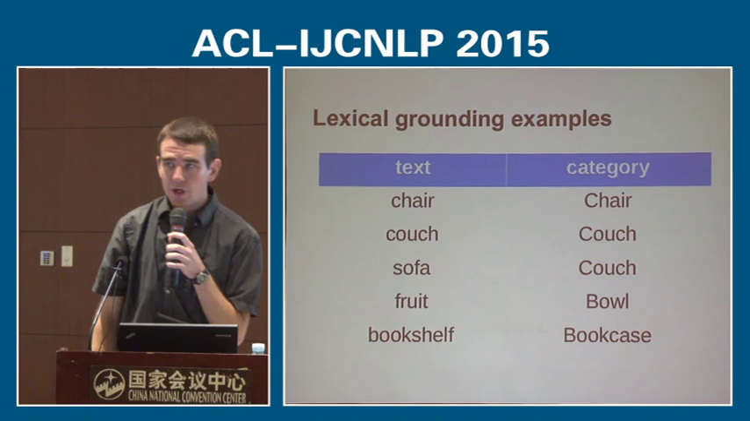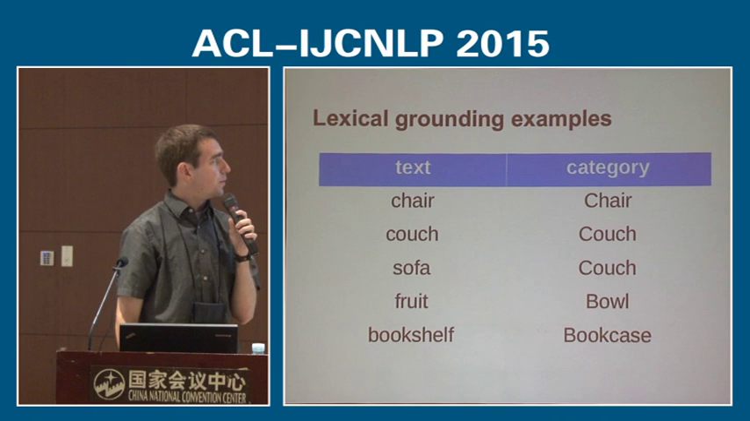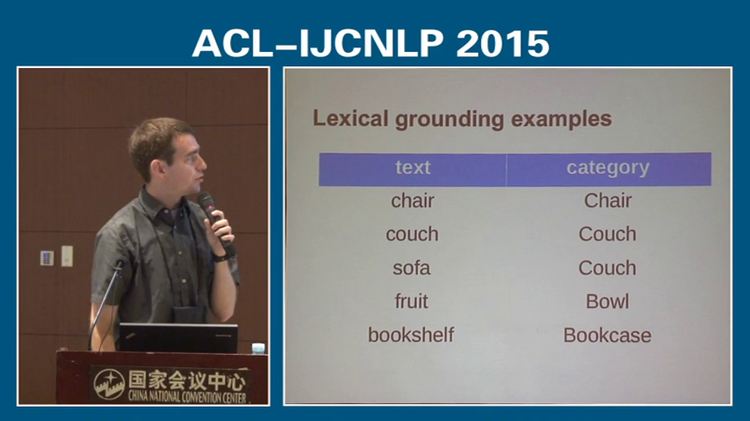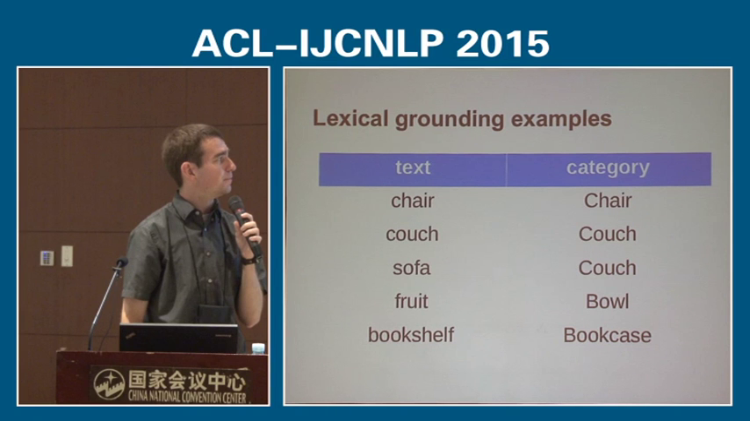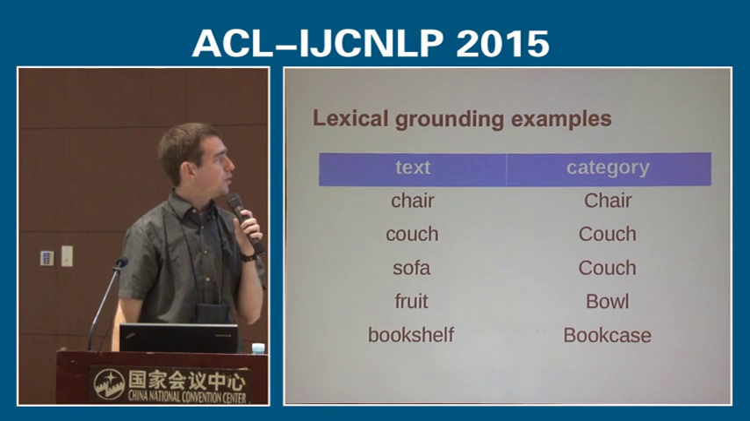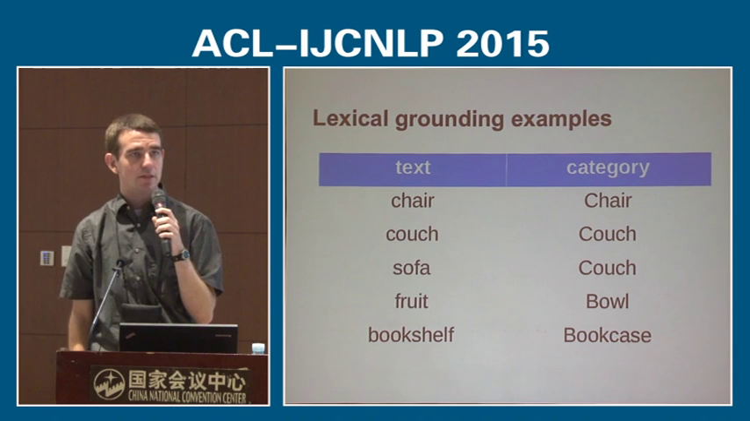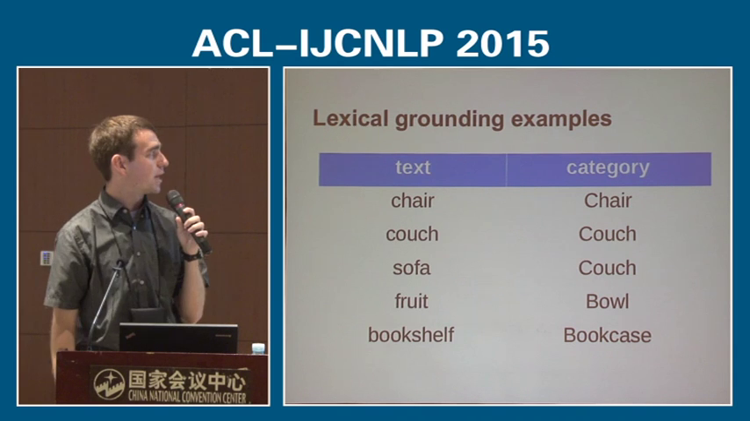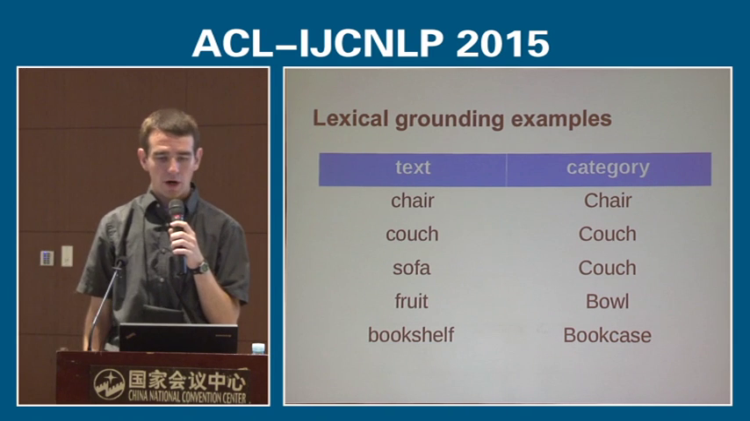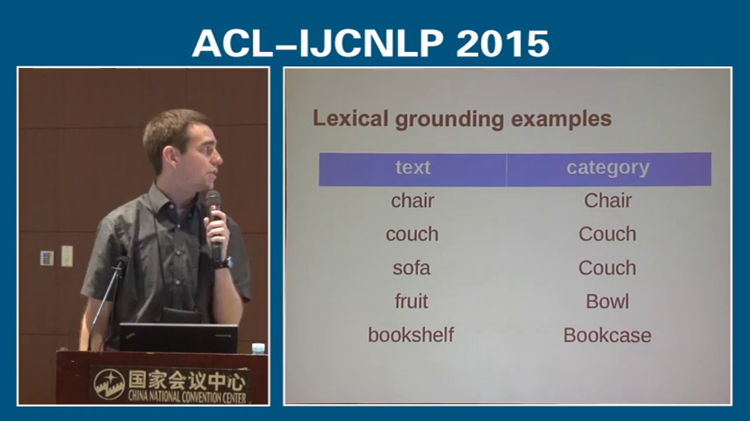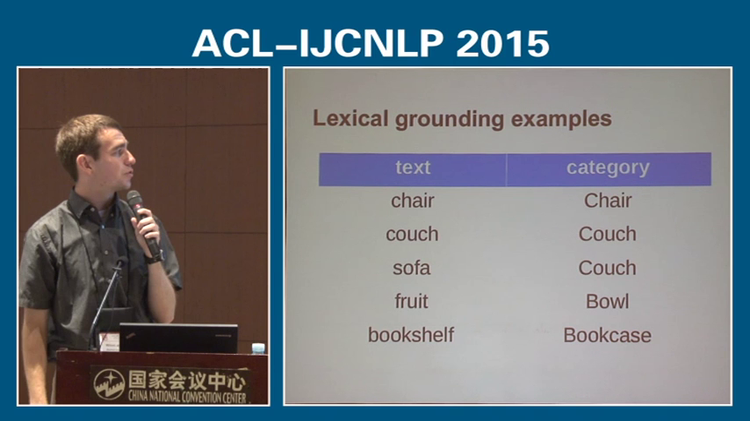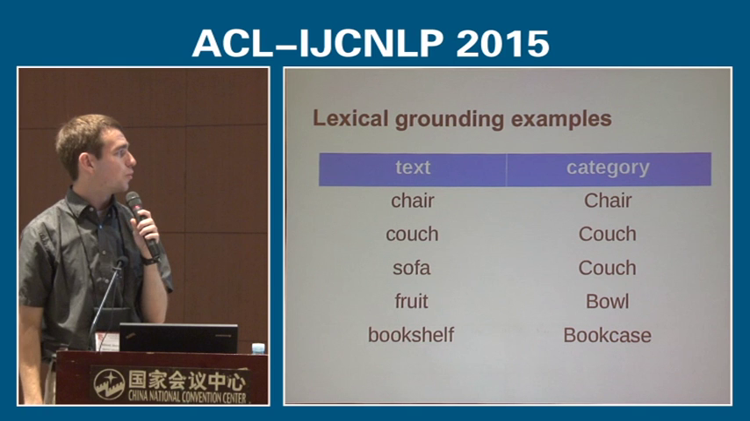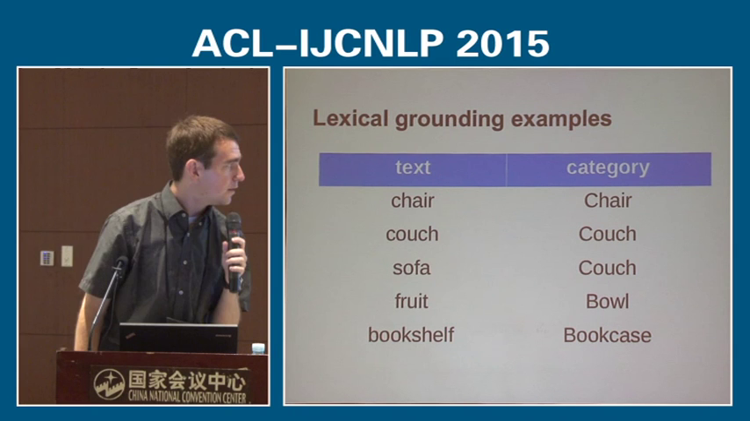So here are some examples of lexical grounding that we learn using this classifier. These are just the highest weighted pairs of words and categories that we learn using this classifier. And so you can see that we do learn, as expected, some simple identity mappings, like chair goes to the category named chair, couch goes to the category named couch. But we also are able to capture a few lexical variations. So we notice that the word sofa is often used to describe the category that's called couch, and that the word bookshelf is used to describe the category that's called bookcase.